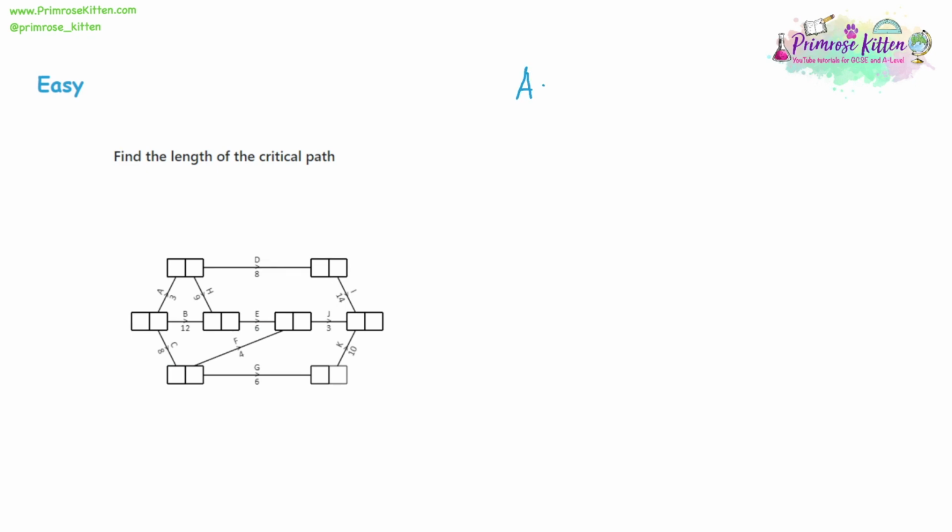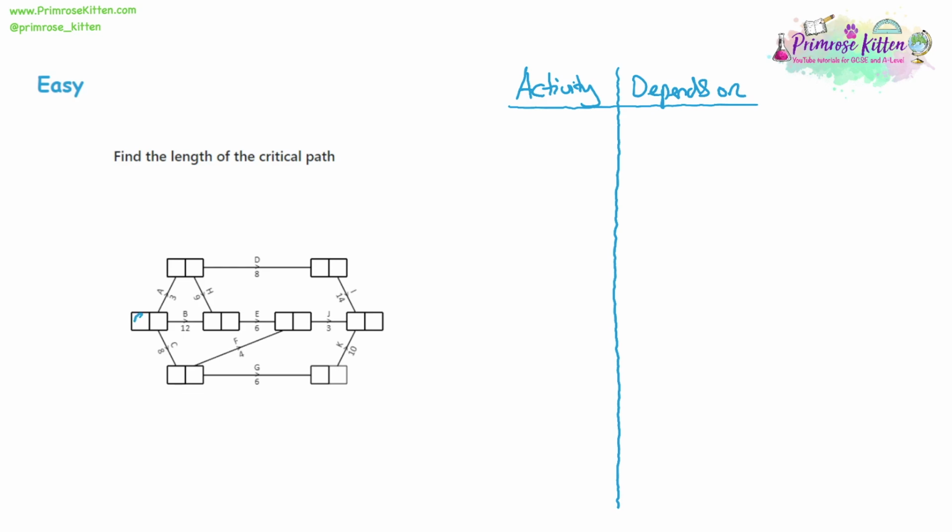And again, I'll be making the activity list as we go along. So we need to find the length of the critical path. So we're going to work out all the values going through the diagram. So we always start at 0 at the start. Activity A is adding on 3. Activity B is adding on 12. And activity C is adding on 8. So we can say that activities A, B, and C, they all start at the start, so they have nothing to depend on. We'll go through in alphabetical order.